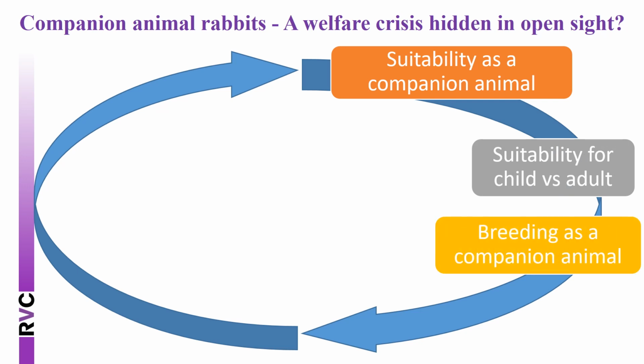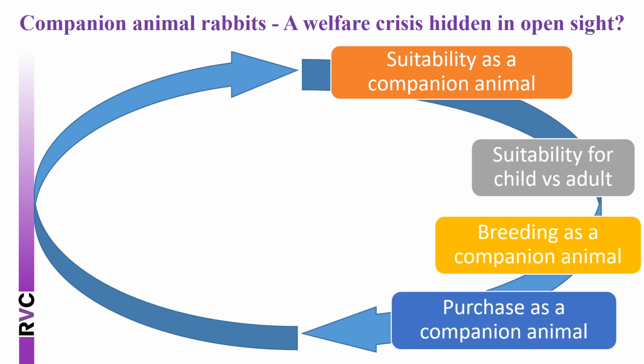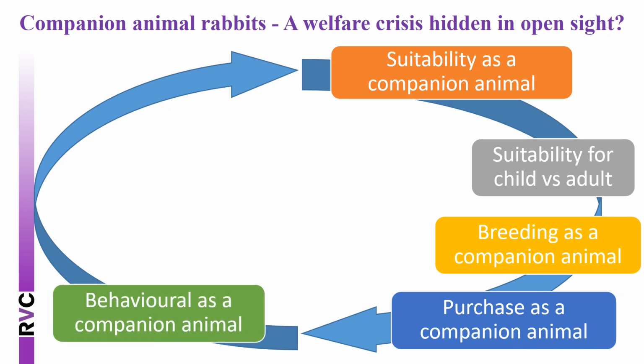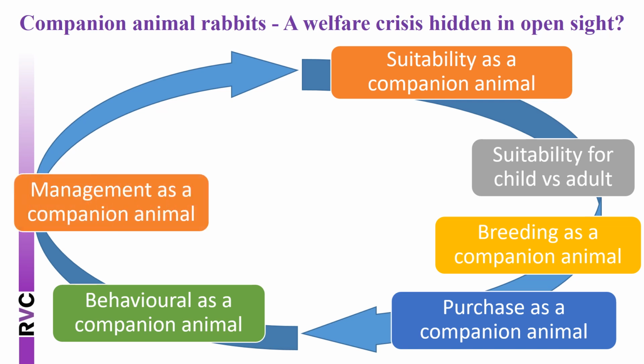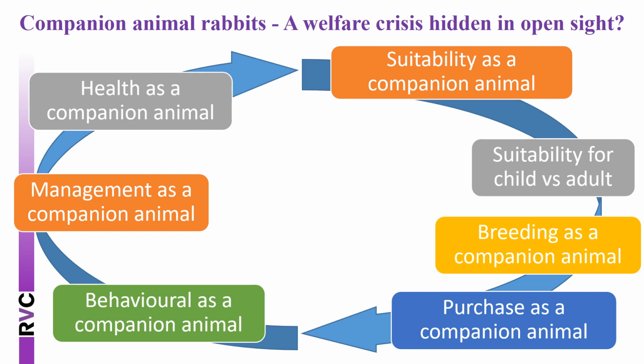These animals need to be bred, so there are welfare issues about breeding them as companion animals. And after that, the welfare issues about purchasing them as companion animals. Once they're owned, we have to consider their behavioral needs. These are a prey species with very complex social and survival behaviors. Are we meeting these needs? We need to consider management, the diet, the housing, solo or companions. Huge issues. And then we need to consider the health of the species.